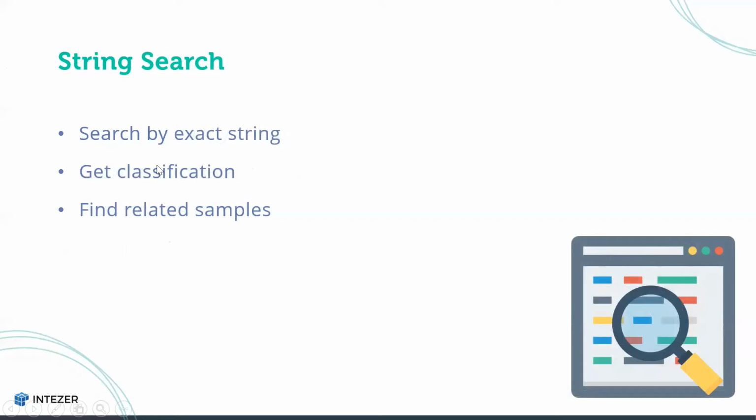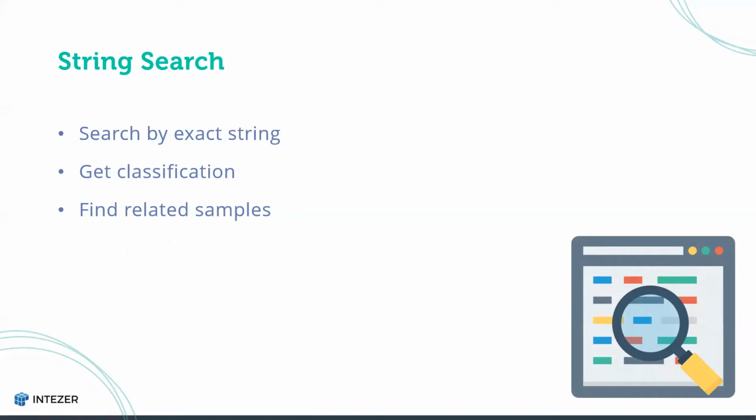The next feature I'm going to talk about is string search. So here, as I mentioned before regarding the related samples based on strings, we want to enable you to pivot during an investigation and to use other entry points to find information in our genome database. So you can currently search only by exact string.